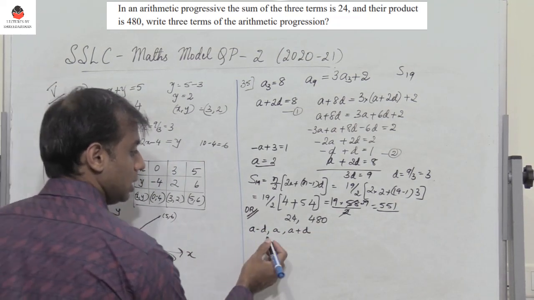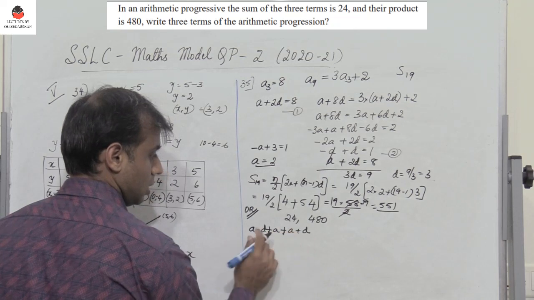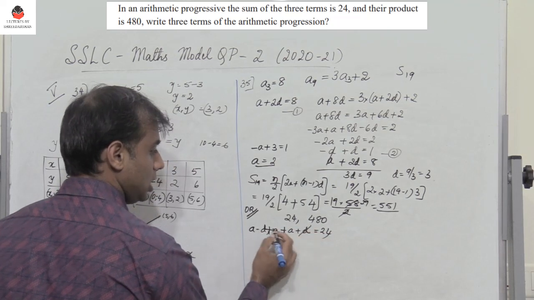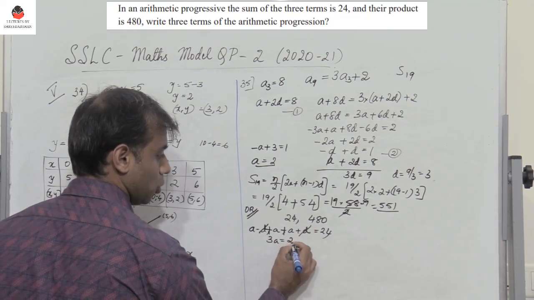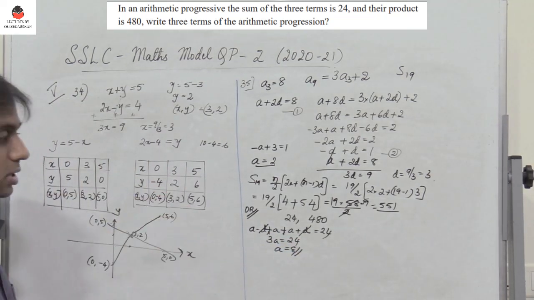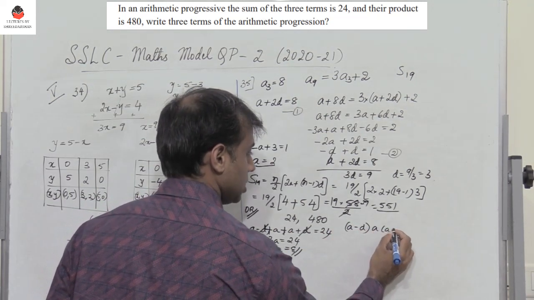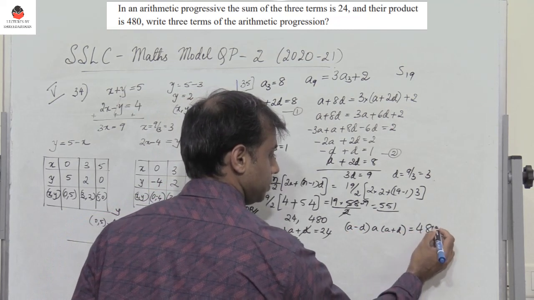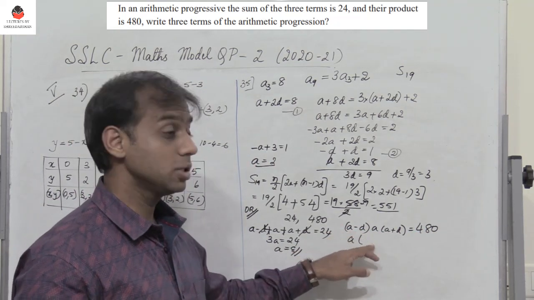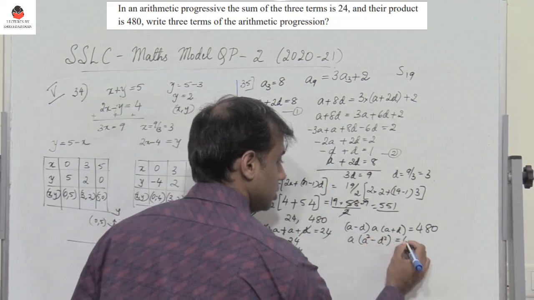Therefore, the sum of these 3 terms: a minus d plus a plus a plus d equals 24. So d gets cancelled. So 3a equals 24, so a equals 8. Now the product of these 3 terms: a minus d, a, a plus d equals 480. This is of the form a plus b, a minus b, which is a square minus b square. So I have a square minus d square equals 480.